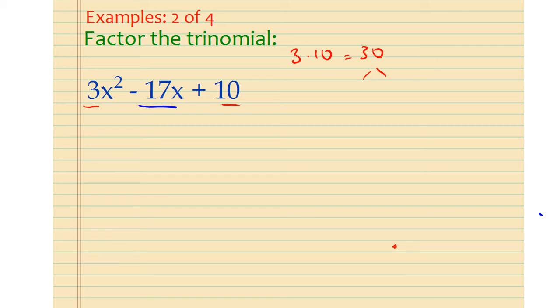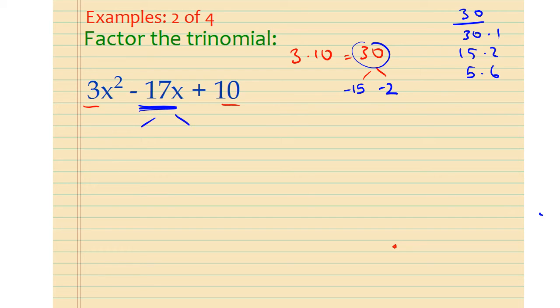When I think of factors of 30, I know of 30 and 1, 15 and 2, 5 and 6. Those are the factors. 15 and 2 looks like it is going to work in our case. Negative 15 and negative 2, because a negative times a negative will make a positive 30, and negative 15 plus negative 2 is going to be equal to negative 17.